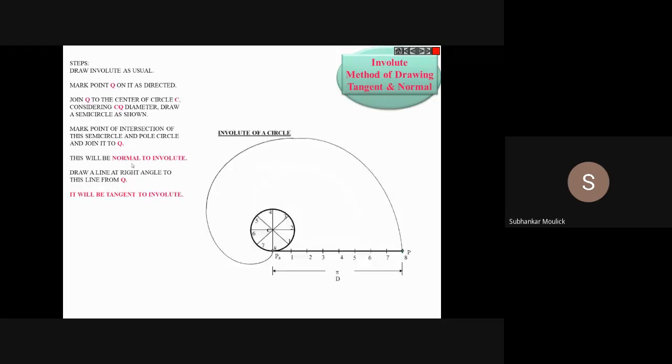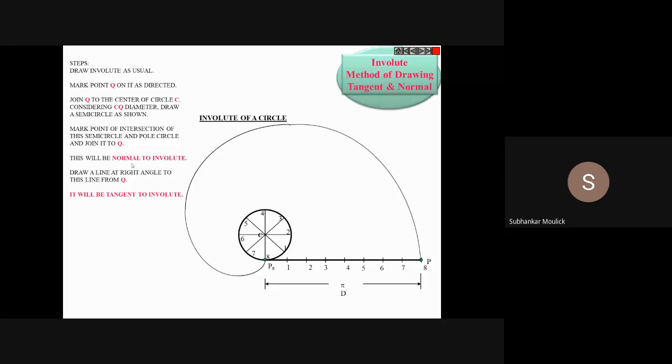So far we know how to draw an involute, whatever be the case. There are 3 cases possible for an involute. Case number one, when the length of the line or wire is equal to the circumference of the circle. Case number two, when the length of the line is greater than the circumference of the circle. And case number three, when the length of the line is less than the circumference of the circle.